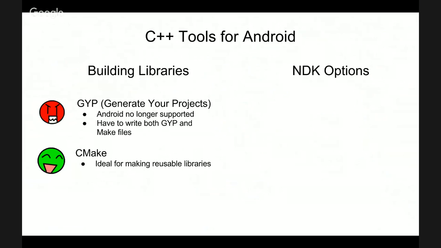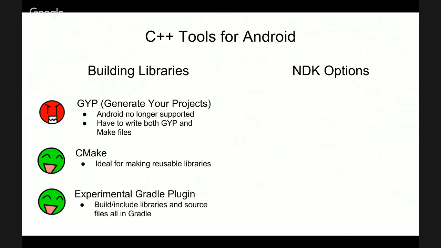So I'm not a huge fan of GYP, and I'm trying to get away from it. CMake. CMake is kind of like the proper way to do things, but it's a little bit more intense configuration-wise and that kind of thing. And it's really, really good at making reusable libraries. So if you're getting started, I would definitely go that route instead of GYP.